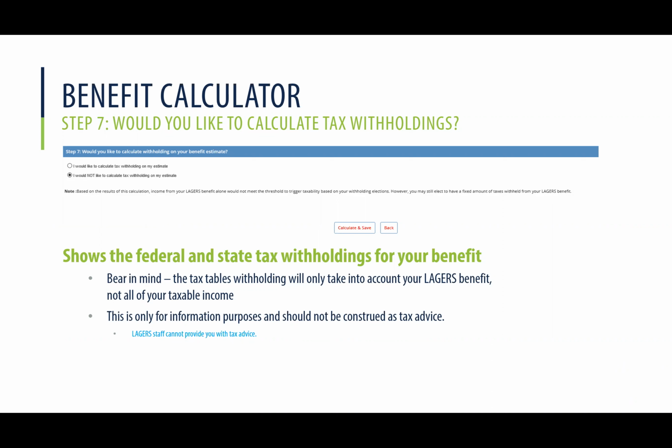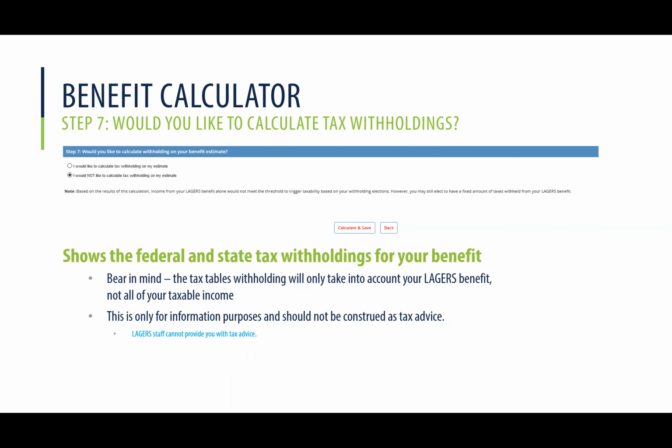Do bear in mind that this is based on your income just with us. And so we don't have access to all of your other incomes, just our LAGERS benefit. And then we're obviously not tax experts. And so this is not tax advice. It's just more informational so that you would know if you would make those designations, how much tax would come out of your benefit if you do.